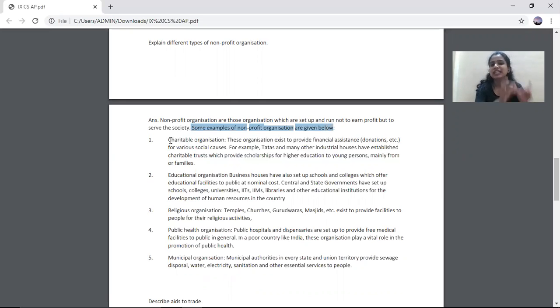And then you write the name of the heading, the type of non-profit organization, and write what it is about, what kind of organization that is, what is their task, what are their objectives. Then move to the next point, educational organization. What are these organizations concerned with? What is their task? Examples if you have any. And then the next point. So that is how you will write 5 points for 5 marks.